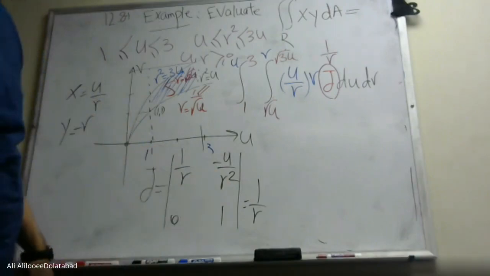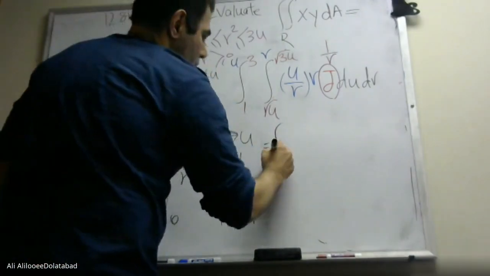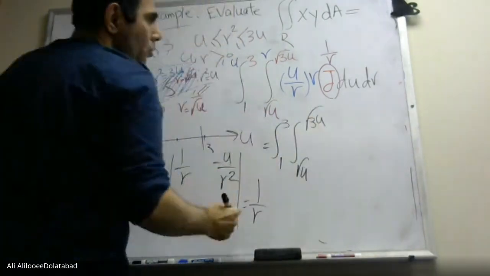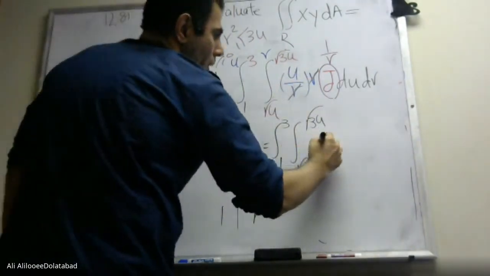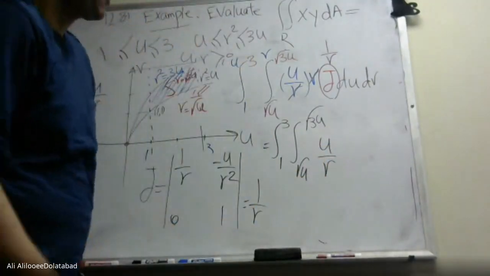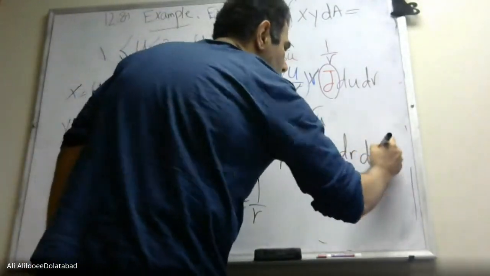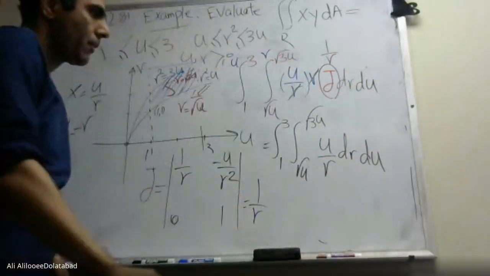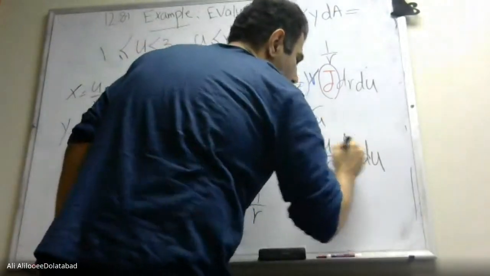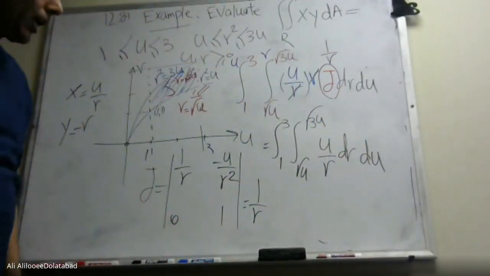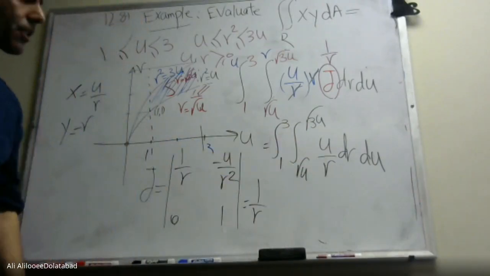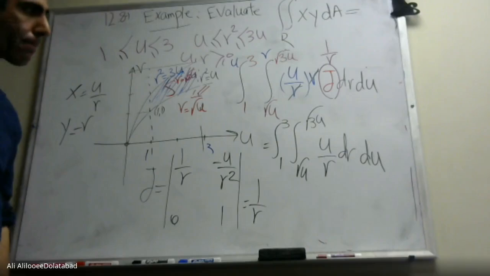So then let's integrate. You have integral 1 to 3, root u to root 3u. v and v will be cancelled. You have u over v, dv, du. Now we can integrate with respect to v here, and after that we can integrate with respect to u. Any question?